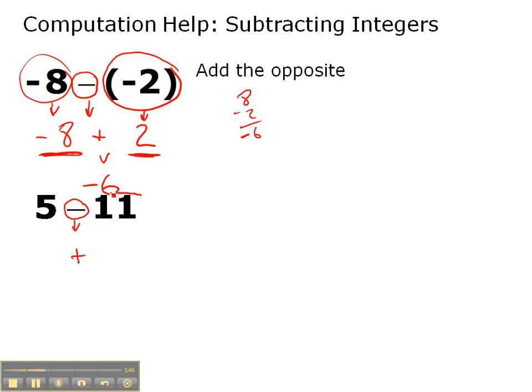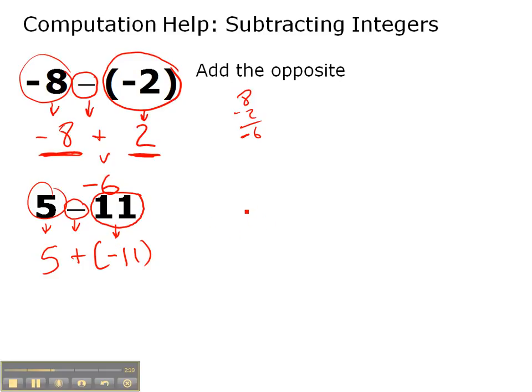And we're adding the opposite of this second integer. This second integer is +11, so we want to be adding the opposite. The opposite of +11 is -11. We don't do anything to the first integer. If you think of it in terms of boss change twice, we didn't mess with the boss. +5 is still +5. We changed subtraction to addition, and we changed 11 to -11.